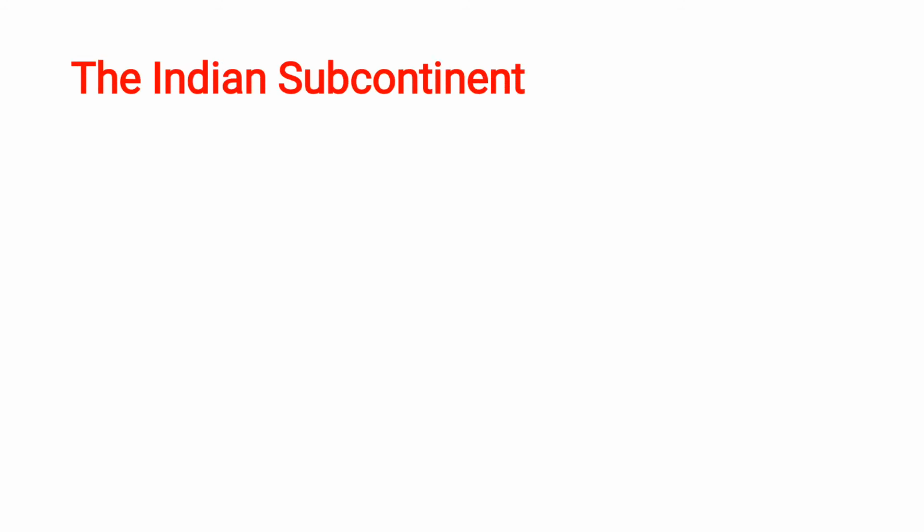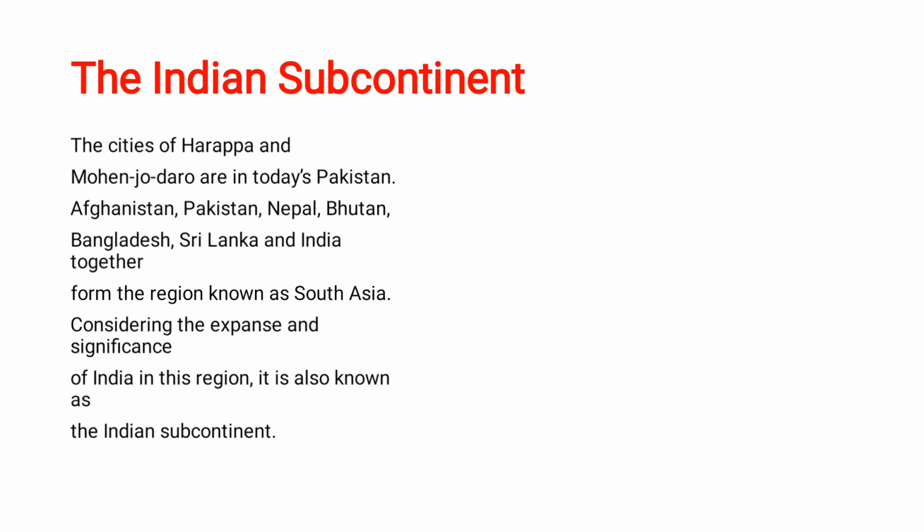The Indian subcontinent. And what is the Indian subcontinent? The cities of Harappa and Mohenjo-daro are in today's Pakistan. Afghanistan, Pakistan, Nepal, Bhutan, Bangladesh, Sri Lanka, and India together form the region known as South Asia. Considering the expanse and significance of India in this region, it is also known as the Indian subcontinent. If we cover all these countries together, then it is known as the Indian subcontinent.